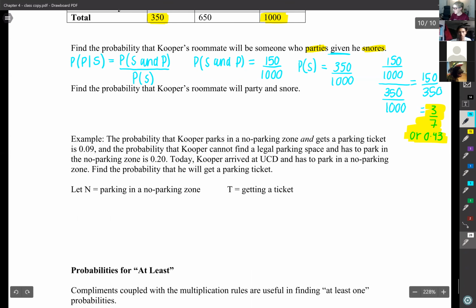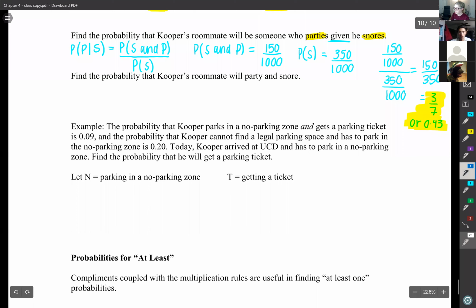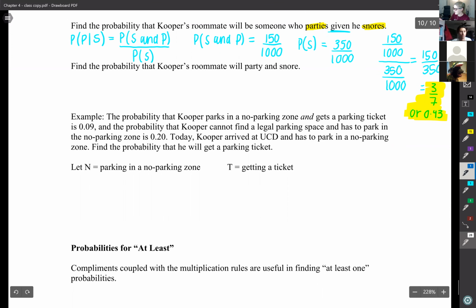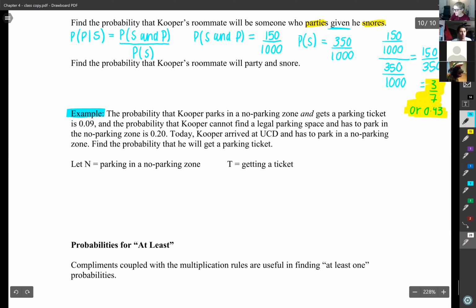Okay, so I think this is very, maybe I'll just try to do this example. I think I can do it. Probably. Let's see if I can do this one and then we'll be done for today. So one more example of conditional probability.